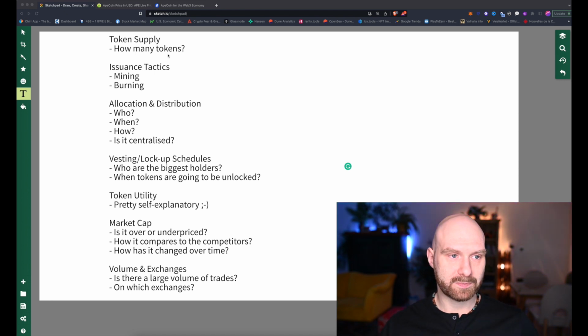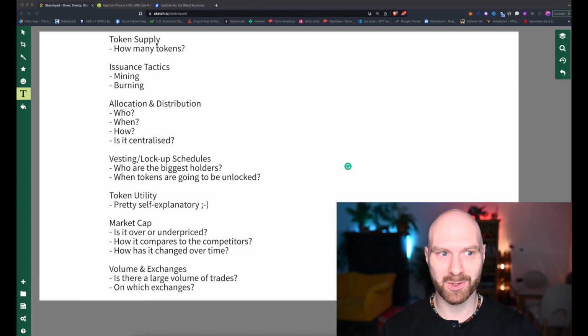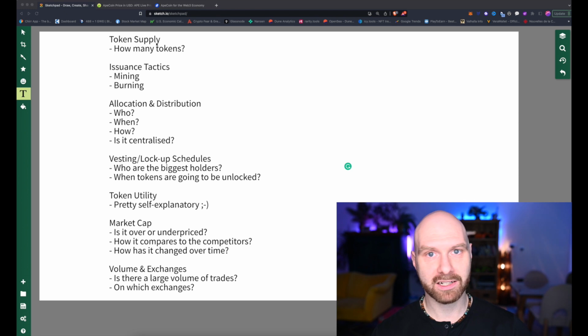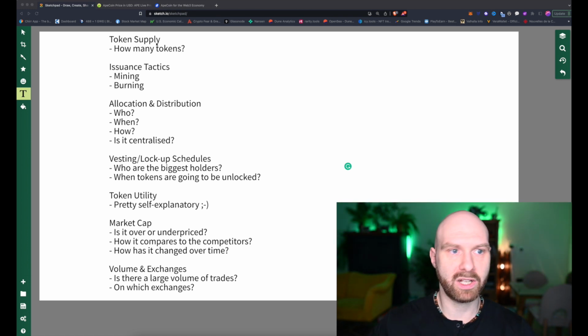So first of all, if you are analyzing a particular token, the first question is, what's that token supply? How many tokens will be issued essentially at any point in the future? How many tokens are currently in circulation? So are the tokens currently in circulation the total existing supply, or will there be more coming in the future? Bitcoin is a really good example here. We know there will only ever be 21 million Bitcoins. And at the moment, I think there is around 19 million, something like that. But you can quite easily check it.